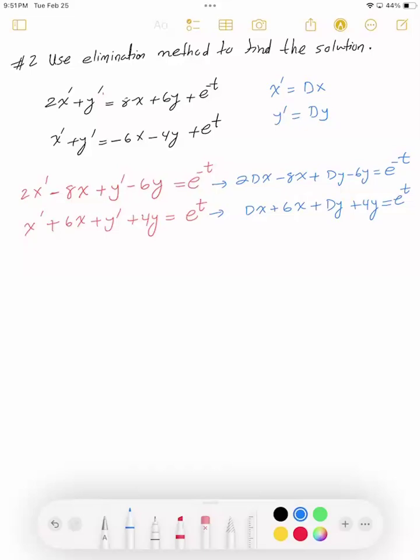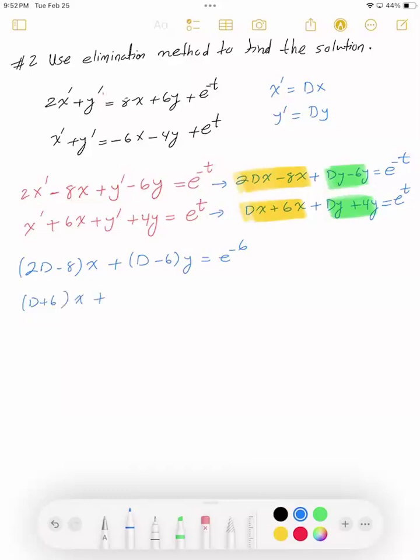I'm going to factor D x from these two, and factor y from these two. So we get (2D minus 8)x plus (D minus 6)y is equal to e^(-t). And then again, (D plus 6)x plus (D plus 4)y equals e to the power t.